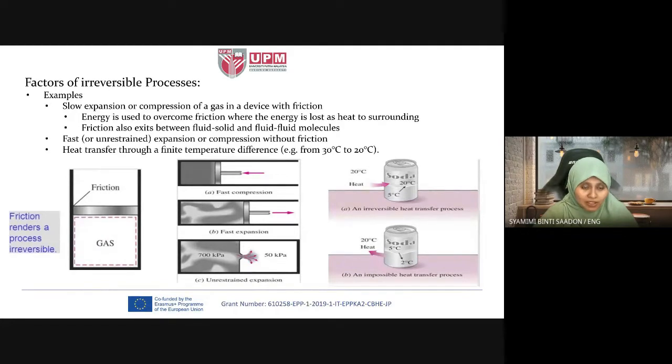Fast or unrestrained expansion or compression without friction. This time, without friction, but the process is too fast. It's too fast, so it might lead to an irreversible process.